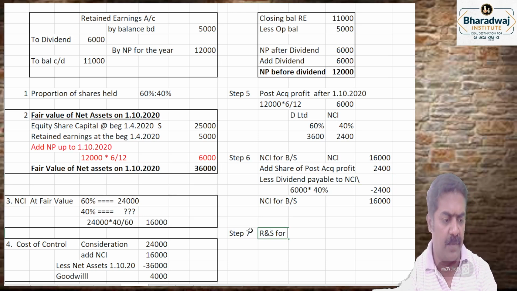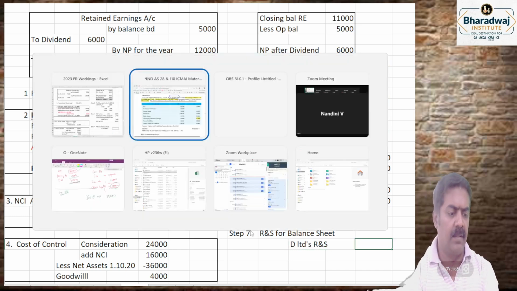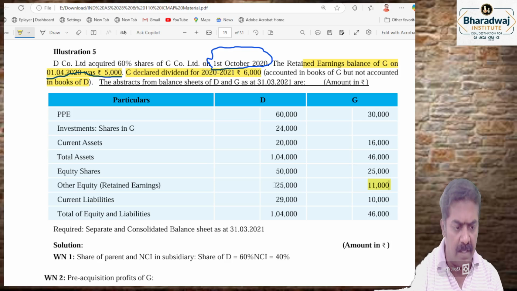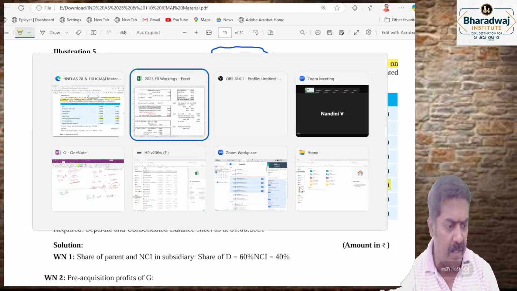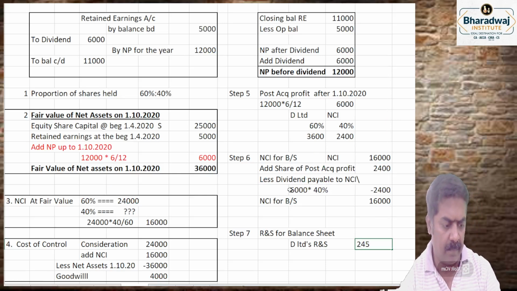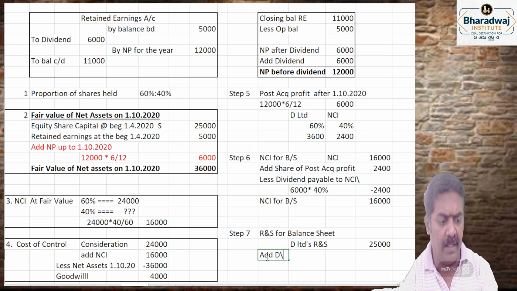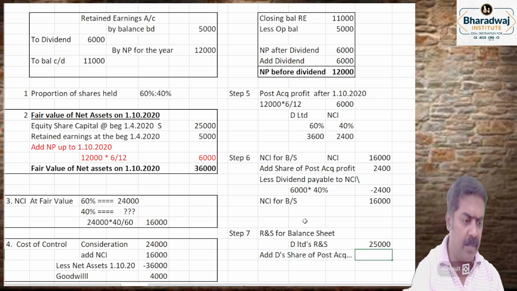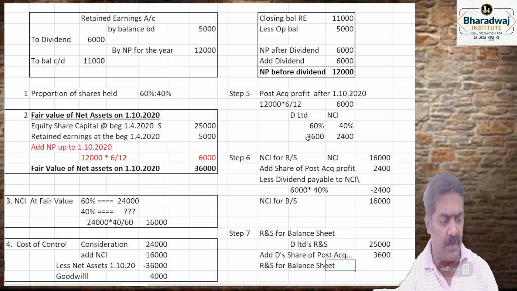Reserves and surplus for balance sheet. What is the consolidated reserves and surplus? Consolidated reserves and surplus: other equity, retained earnings, 25,000. Add consolidated share of post acquisition profit. What is the consolidated share of post acquisition profit? So this will give us reserves and surplus for balance sheet.